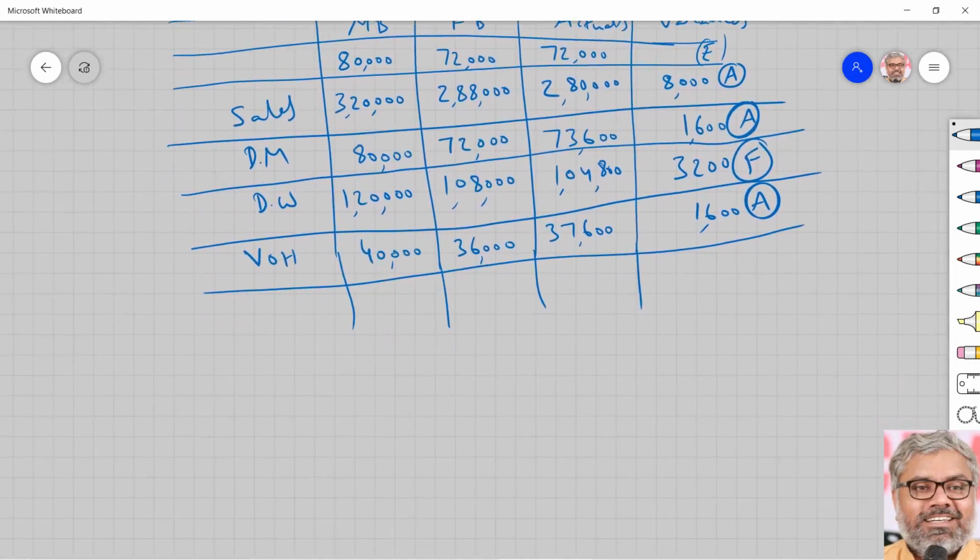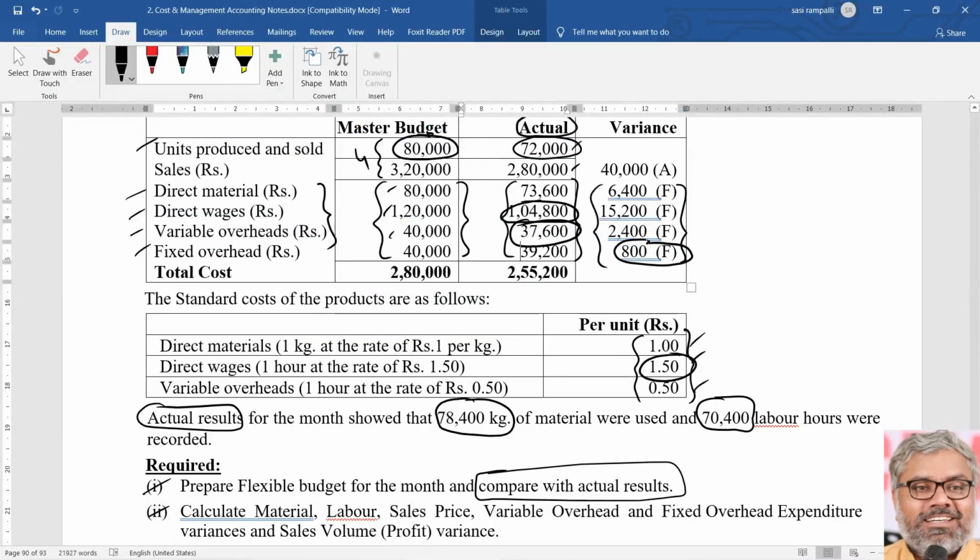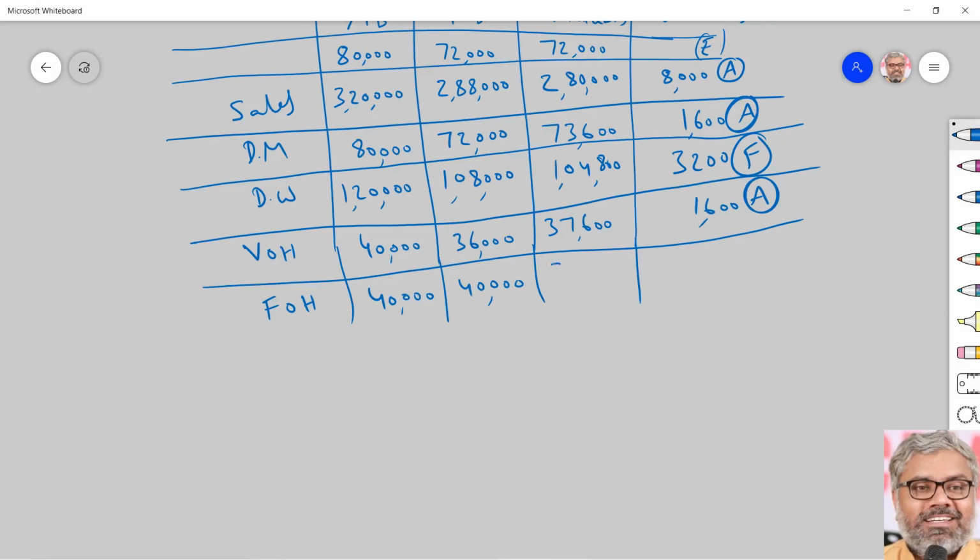Coming to fixed overheads. Fixed overheads is the only place where flexible and master will be one and the same. How much was original? 40,000. How much was flexible also? 40,000. Fixed overheads are supposed to be fixed. They will not change according to the level of activity. So that is master budget also, flexible budget also. In flexible budget, they will not change. Any level of activity, they are supposed to be 40,000. That was budgeted. That's it. But how much is actual?